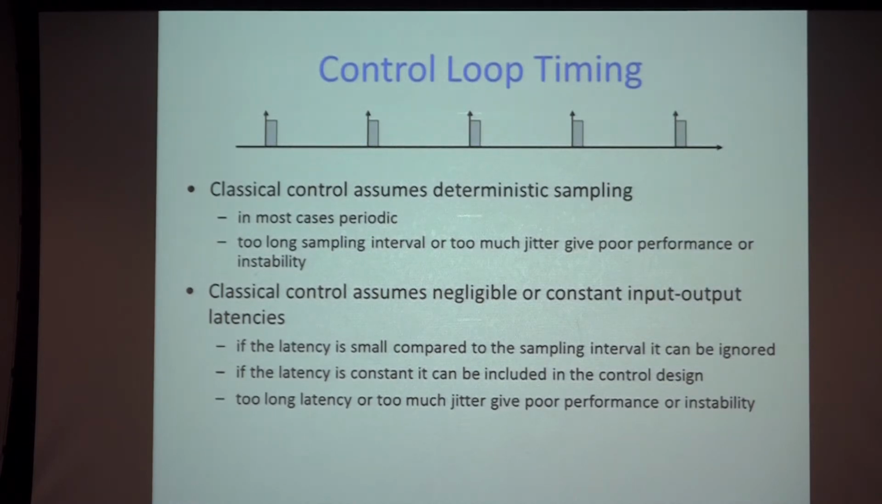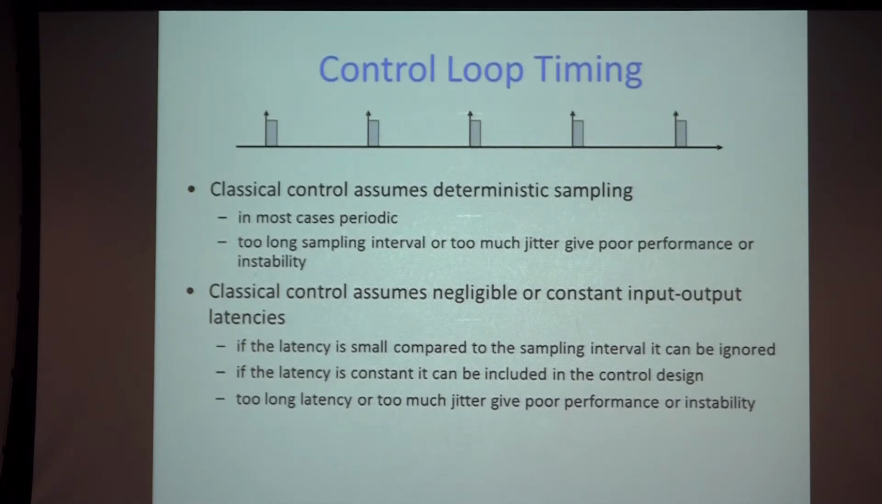Classical control also assumes that we have negligible or constant input-output latencies. In this case, they are constant. If the latency is small compared to the sampling interval, we can ignore it in the design. If the latency is constant, then we can take it into account in the design. And again, if we have too long latency or too much variation in the latency, we'll have poor performance or instability. So this is kind of the things we teach. And this is the things that we would like to achieve when we implement our controllers.